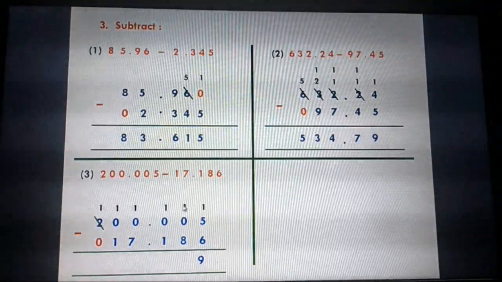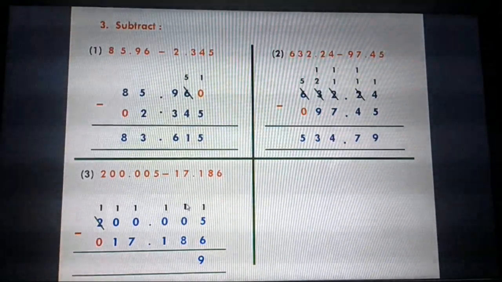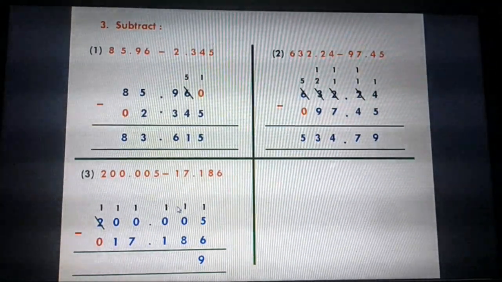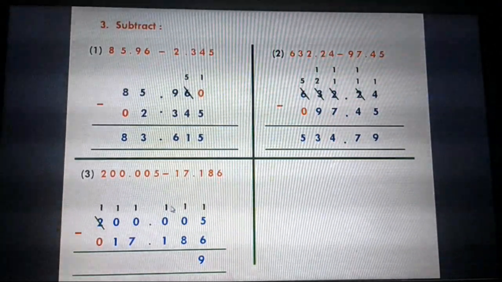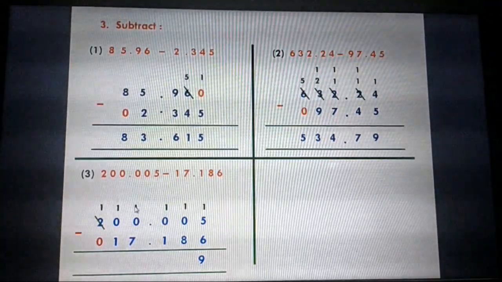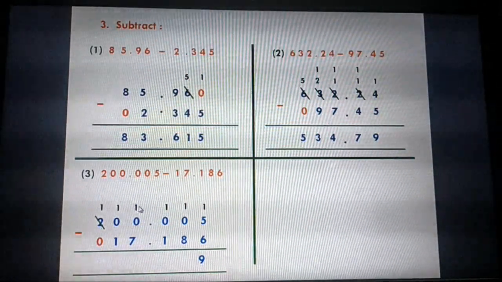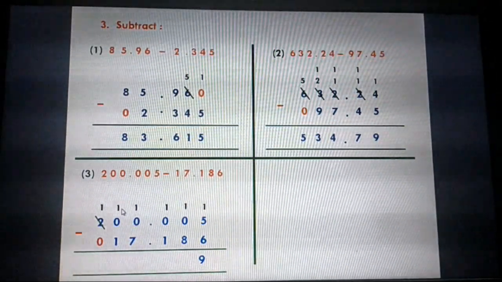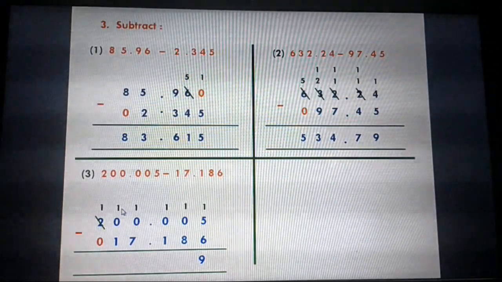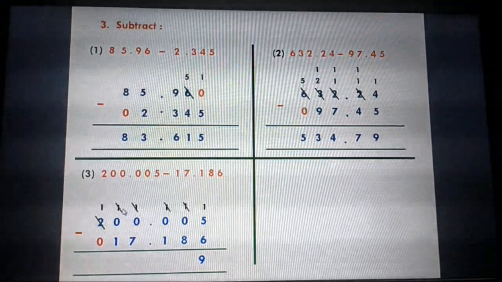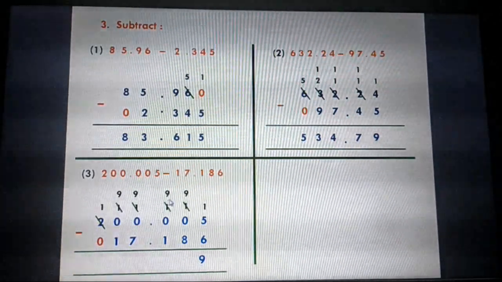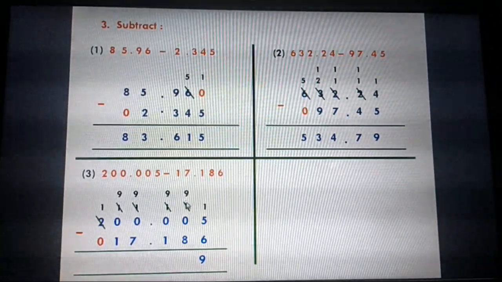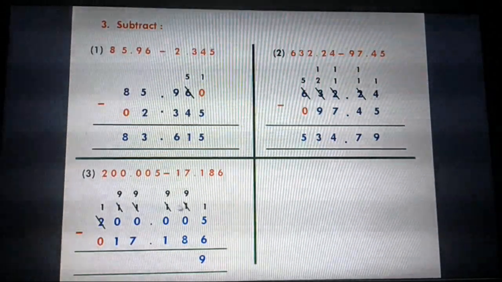As we have borrowed 1 from this 10, and this 10 has borrowed from here, and again this 10 borrowed from this 10, it means everywhere we have borrowed 1. So every number will now become 19999. Understood or no?